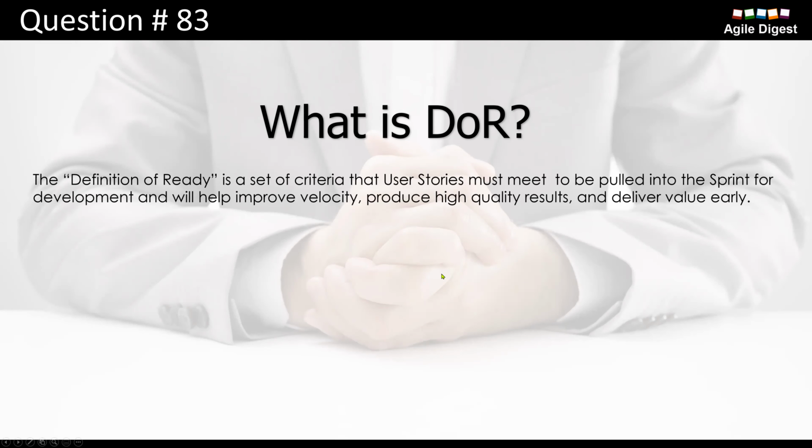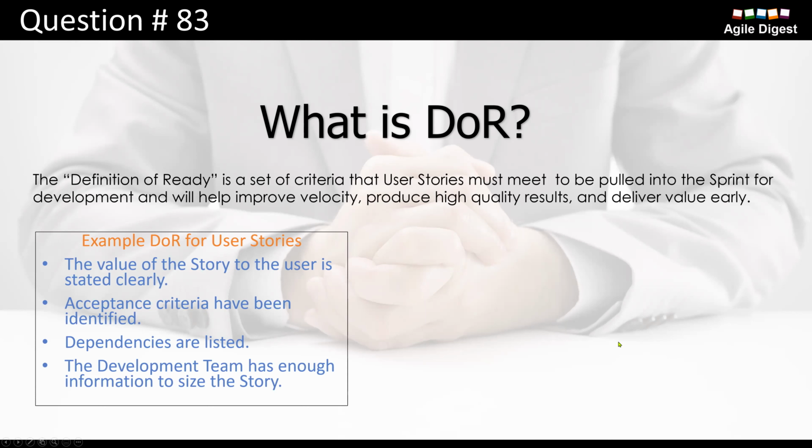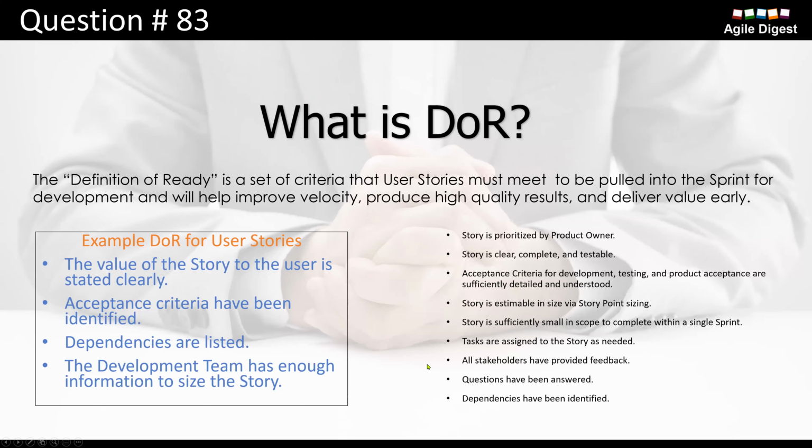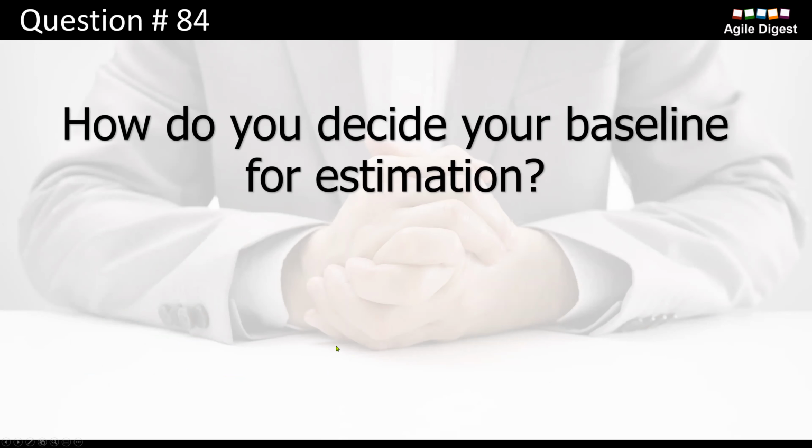If we talk about it a little more, these are examples of your definition of ready for a user story. The value of the story to the user is stated clearly. Acceptance criteria have been identified. Dependencies are listed. The development team has enough information to size the story. Right? Are we clear? Yes. All right. And these are some other examples.